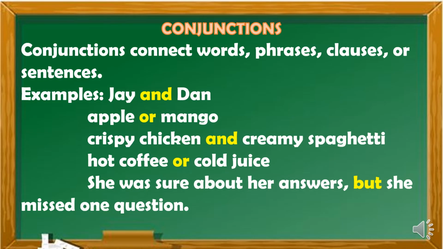This time, let us discuss further about conjunctions. Conjunctions connect words, phrases, clauses, or sentences. Examples: Jay and Dan, apple or mango, crispy chicken and creamy spaghetti, hot coffee or cold juice. She was sure about her answers, but she missed one question.